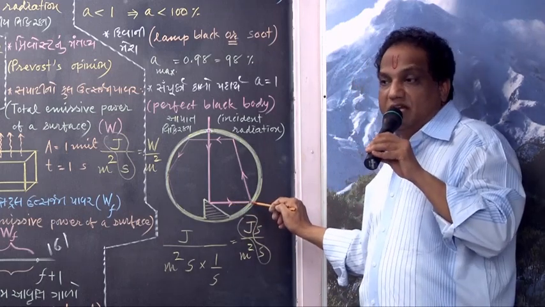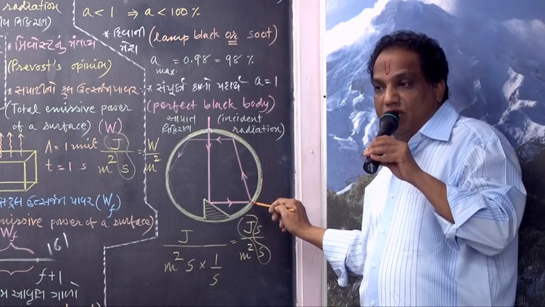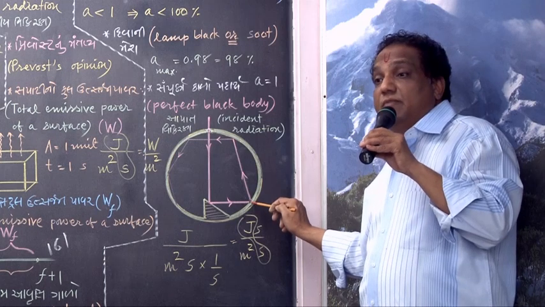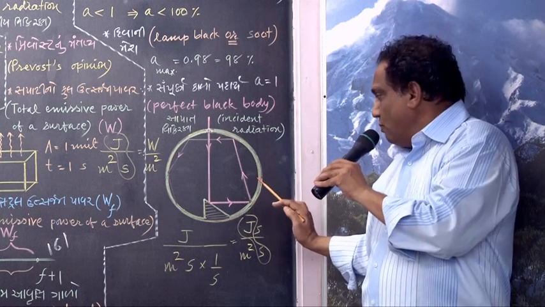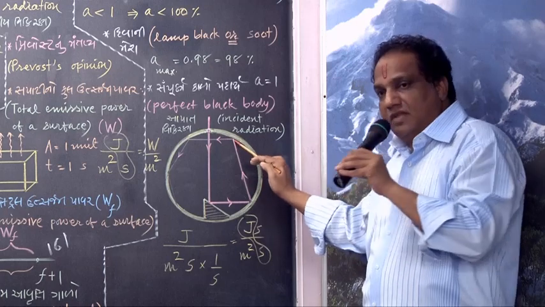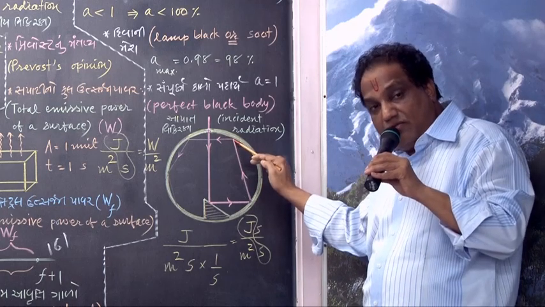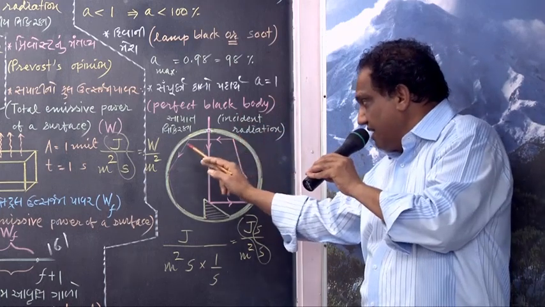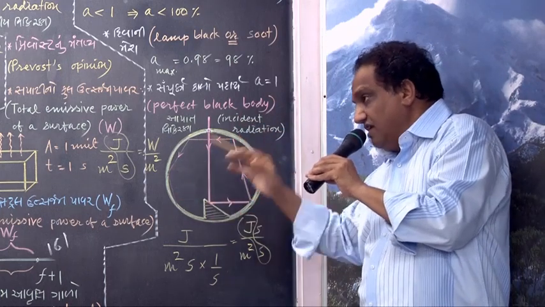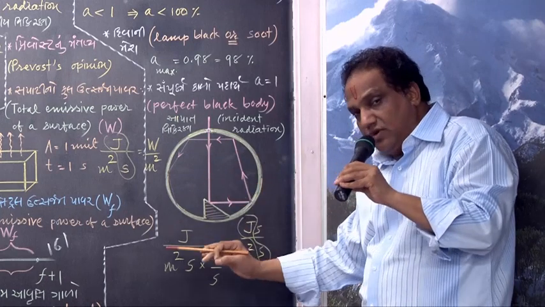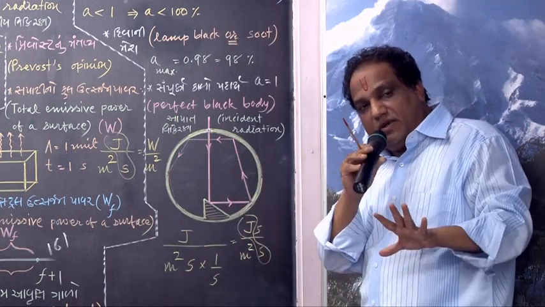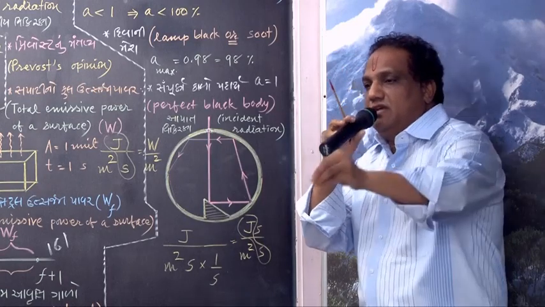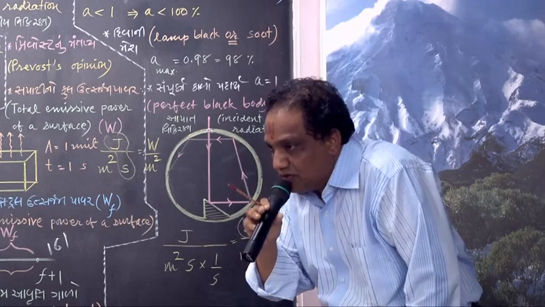Out of 2, again 98% will be getting absorbed. What is 98% of 2? 1.96. Then what is remaining? 0.04 is getting reflected. Again 98% of 0.04 will be getting absorbed here, and again 2% of that will be getting reflected. I mean to say, every time the reflected energy diminishes drastically, and ultimately within a few incidences and reflections it will become zero.